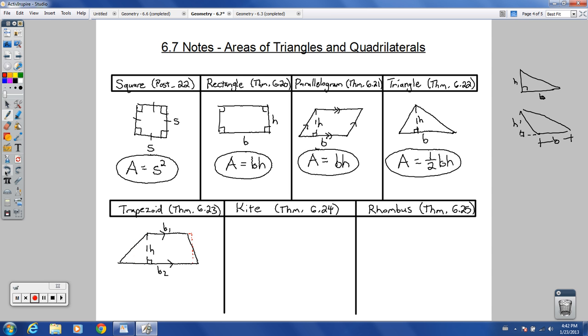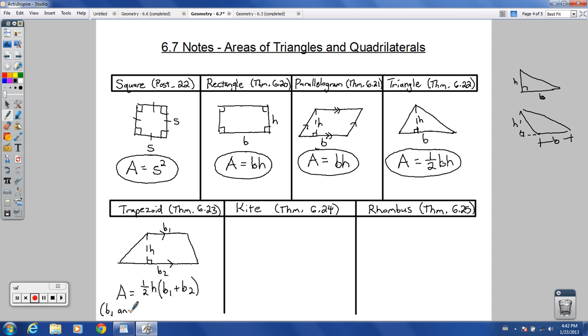Got lots of things to erase here. Just a second. There we go. All right. So why is this formula? Based on what we just said there, this has to be it. It's the average of the bases. So the average of the bases is 1/2 times b1 plus b2. Also that times the height. And so we have, this is another way to write that. The average of the bases times the height.